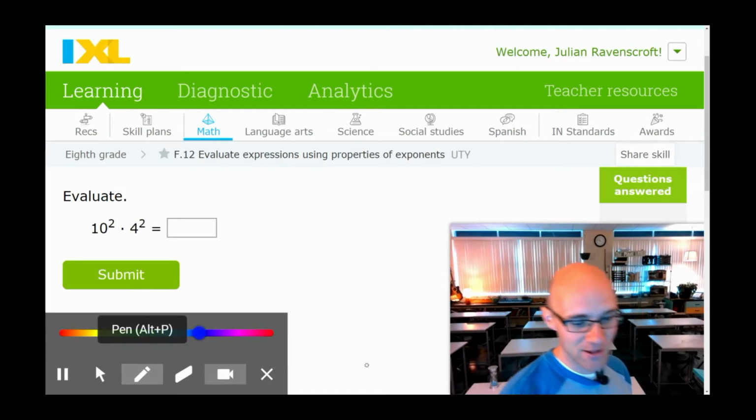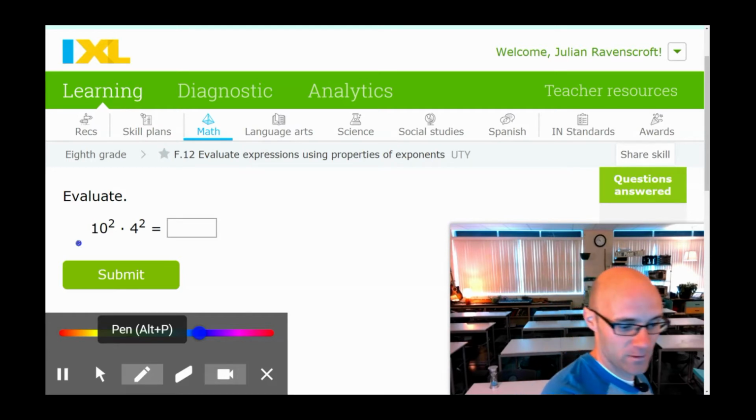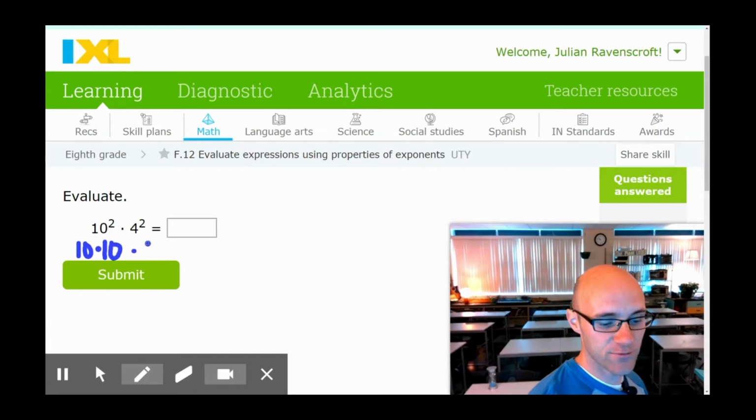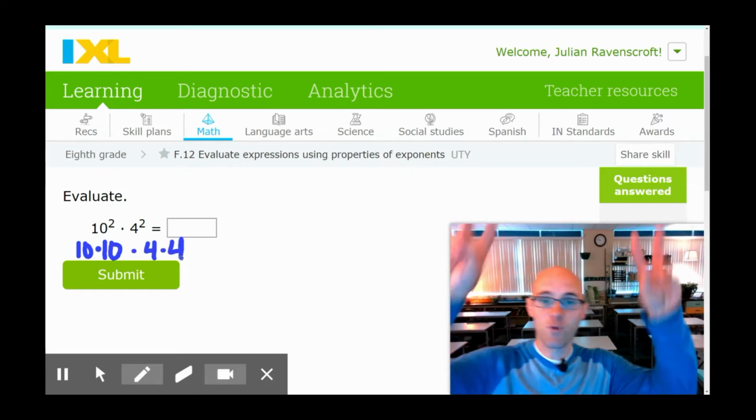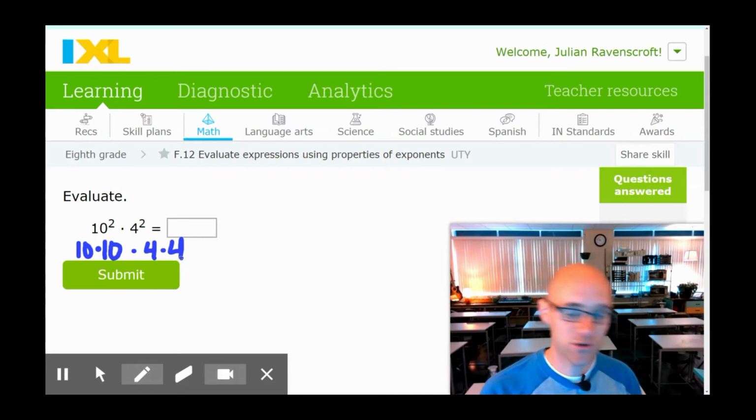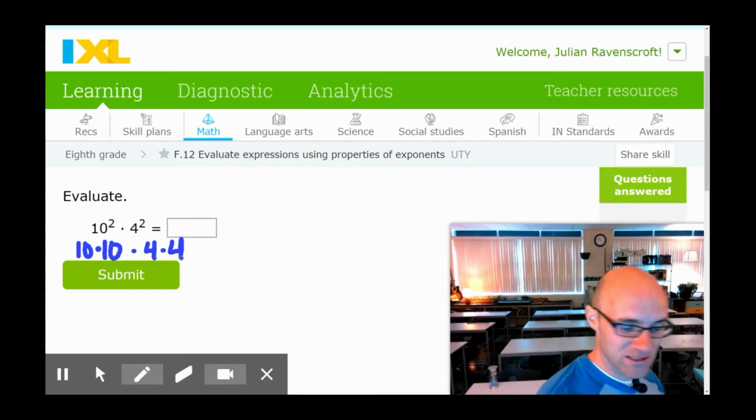So here we go. This first problem, we actually have two sets of factors. We have two tens, and we have two fours. And so we can't just combine those together and say we have four of some factor. We actually have to treat them separately, right? And so we just go ahead and expand them out like we've done.